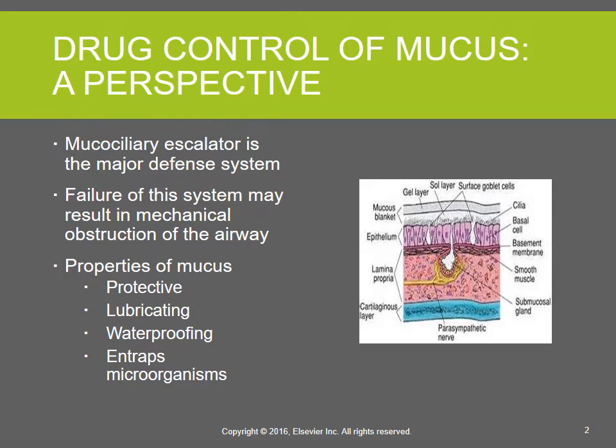The mucociliary escalator is the major defense system for the lung. Failure of this system may result in mechanical obstruction of the airway with thick and sticky secretions. Properties of mucus include being protective: mucus lubricates, it provides waterproofing, and it also traps bacteria, viruses, and other microorganisms.